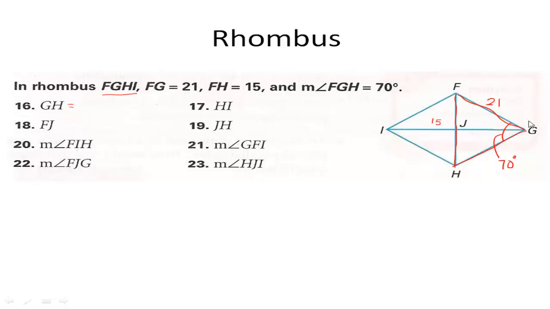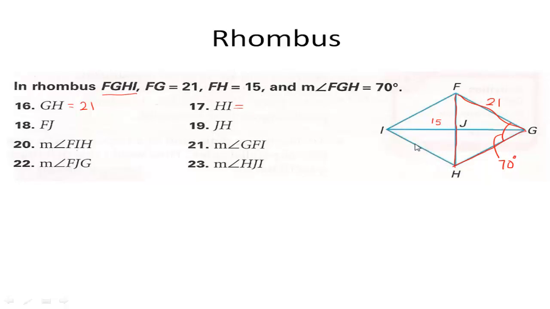Let's see. GH is this segment here, the side of the rhombus. And the definition of a rhombus says that all sides are congruent. So if side FG is 21, side GH also is 21. And so is HI and IF. They're all congruent. Okay? Here they're asking for HI.